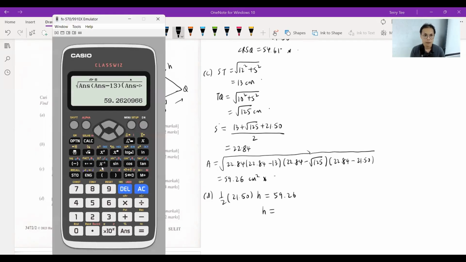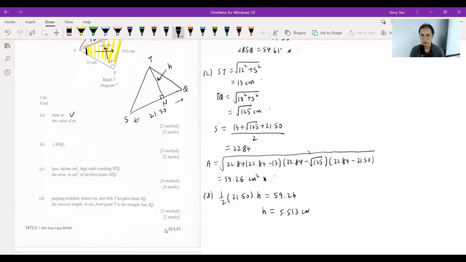Let's take this answer, 59.26 times 2 divided by 21.5, and my answer is 5.513. 5.513. There you go.